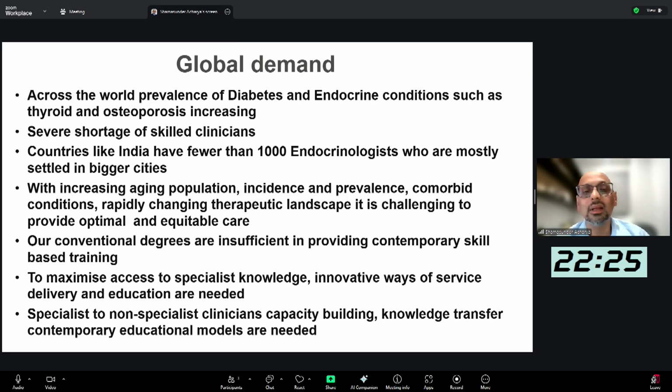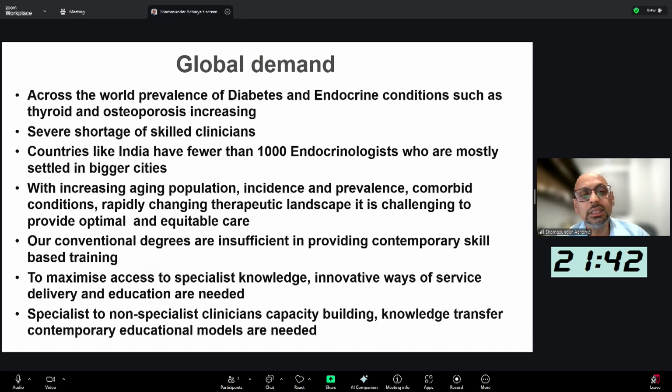Countries like India have fewer than 1,000 endocrinologists who are mostly settled in bigger cities. That means outside capital cities, currently there is very little endocrinology workforce. And the situation is not any different in Australia. We have less than 600 full-time endocrinologists in Australia. And again, most of us are settled in bigger, metropolitan cities, which means one third of the Australian population who live in rural, remote, regional areas do not have access to specialist care, which means they may have to travel several thousand kilometers to go and see a specialist, which is causing us a lot of problems.